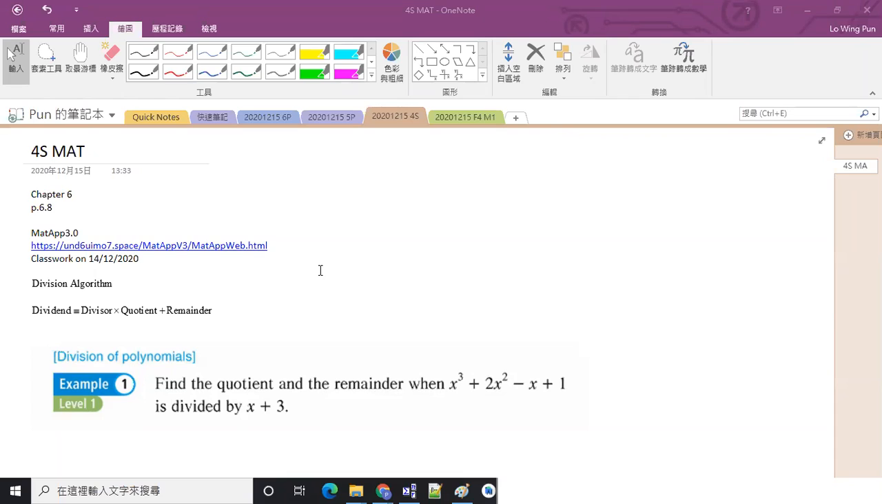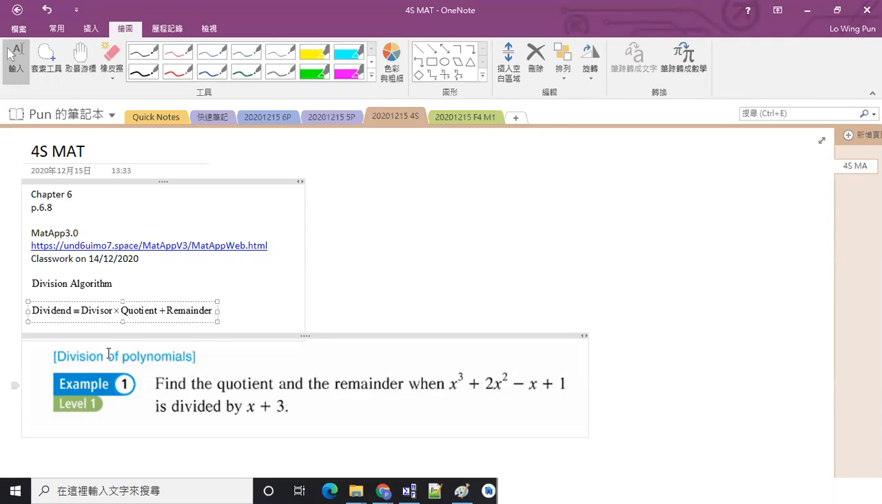And then after doing the division, we can put them back into an equation relating them all together, okay? By this so-called division algorithm. Okay, the dividend is always equal to divisor times quotient plus remainder. If it is just numbers, then we will use equal sign. But if it is about polynomial division, then we will use the identity sign here.